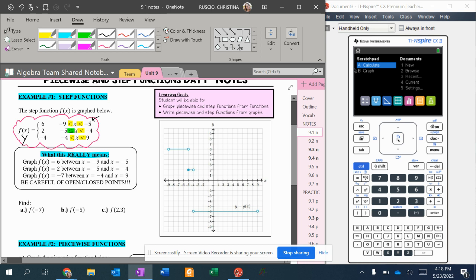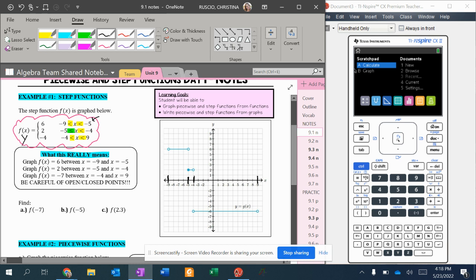So there are some transition points, right? Negative 9 is a transition place, and this is an x value, because this is our domain. These are all the x values. Negative 5 is another transition place. Negative 4 is, and so is 9. And as you can see, there are points that start and end at every single one of those x values. You just have to look above or below.